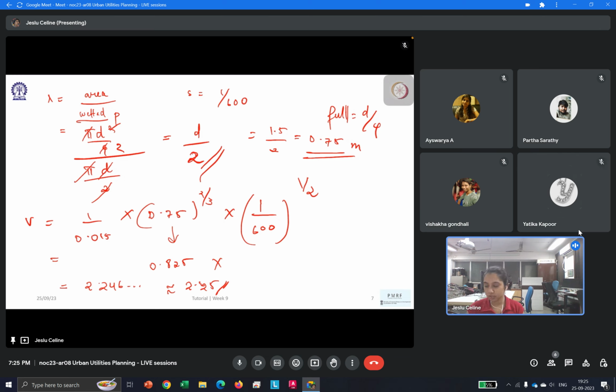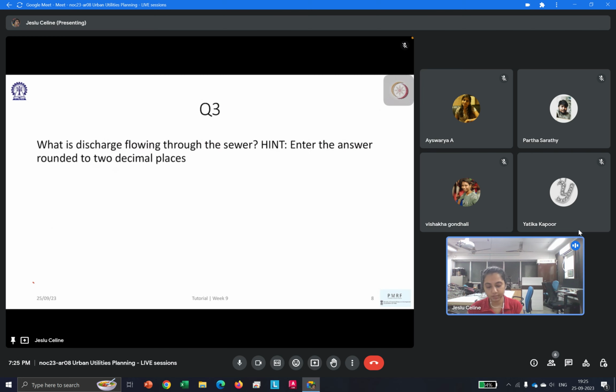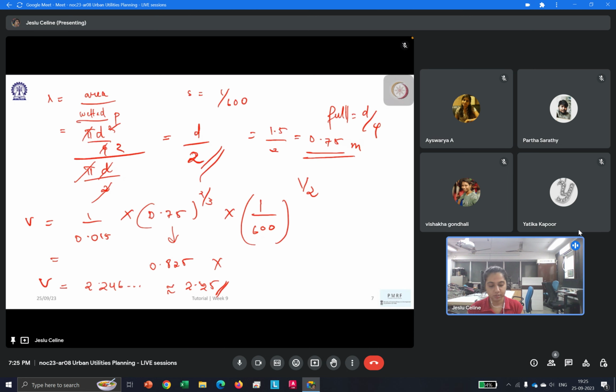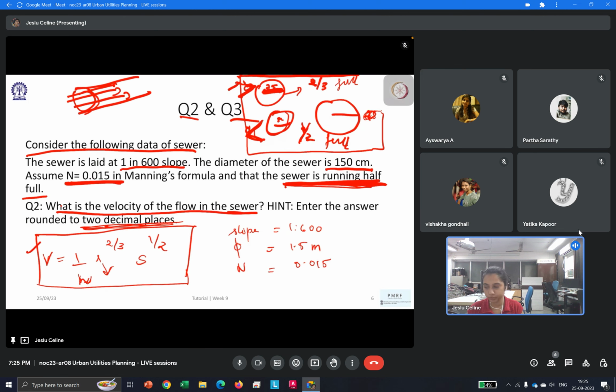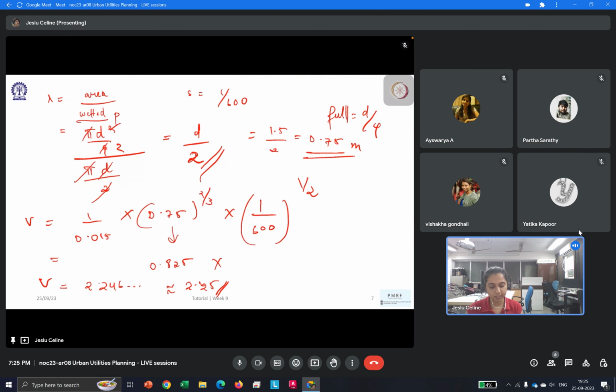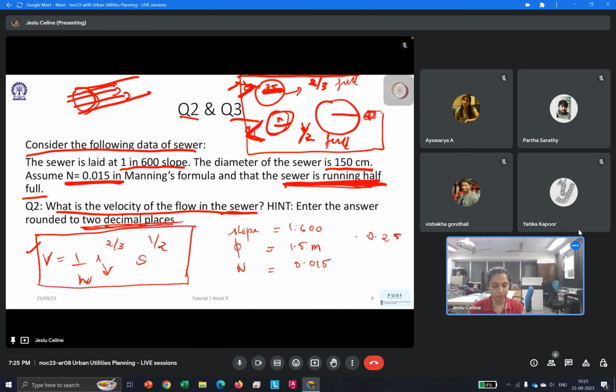Let's proceed. This calculation will give you V equal to this much. Now the next part is, what does the question want us to find? Let's go back to the question. The question is asking what is the velocity of flow in the sewer. That part we have got. Options are not given in this, so you will have to write the answer. They said rounded off to two decimal places, so we can round it off as 2.25. That's the answer for this one.